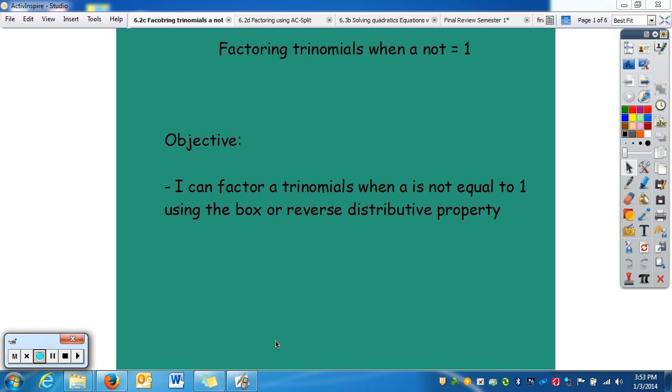So in this video we're continuing learning about factoring, and we'll be looking at trinomials. Last time we looked when the a was 1. Today we're looking when a is not 1. Two objectives: you can factor a trinomial when a is not equal to 1 using the box, which we did last time, or the reverse distribution property.